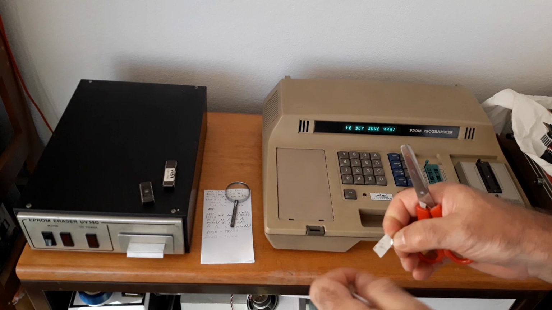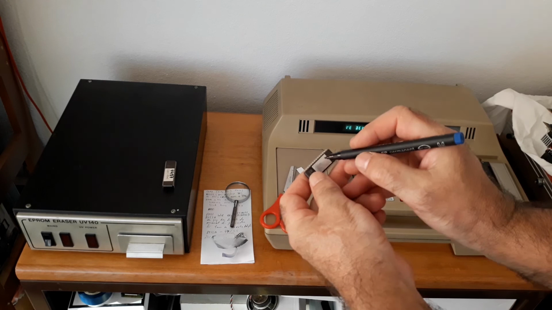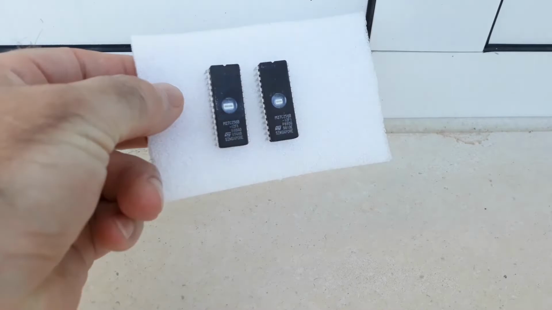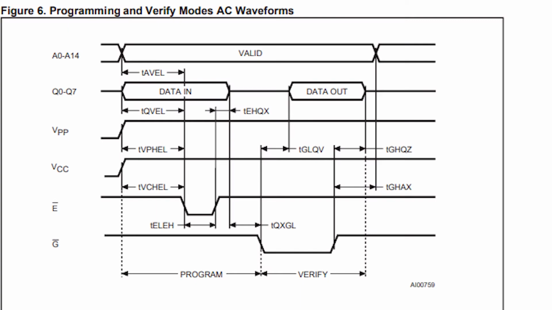As a safety method, we will cover the window of the EPROM to protect the integrity of its data. When they are finally erased, we can start writing in them. This graph shows the steps we must fulfill to be able to write.